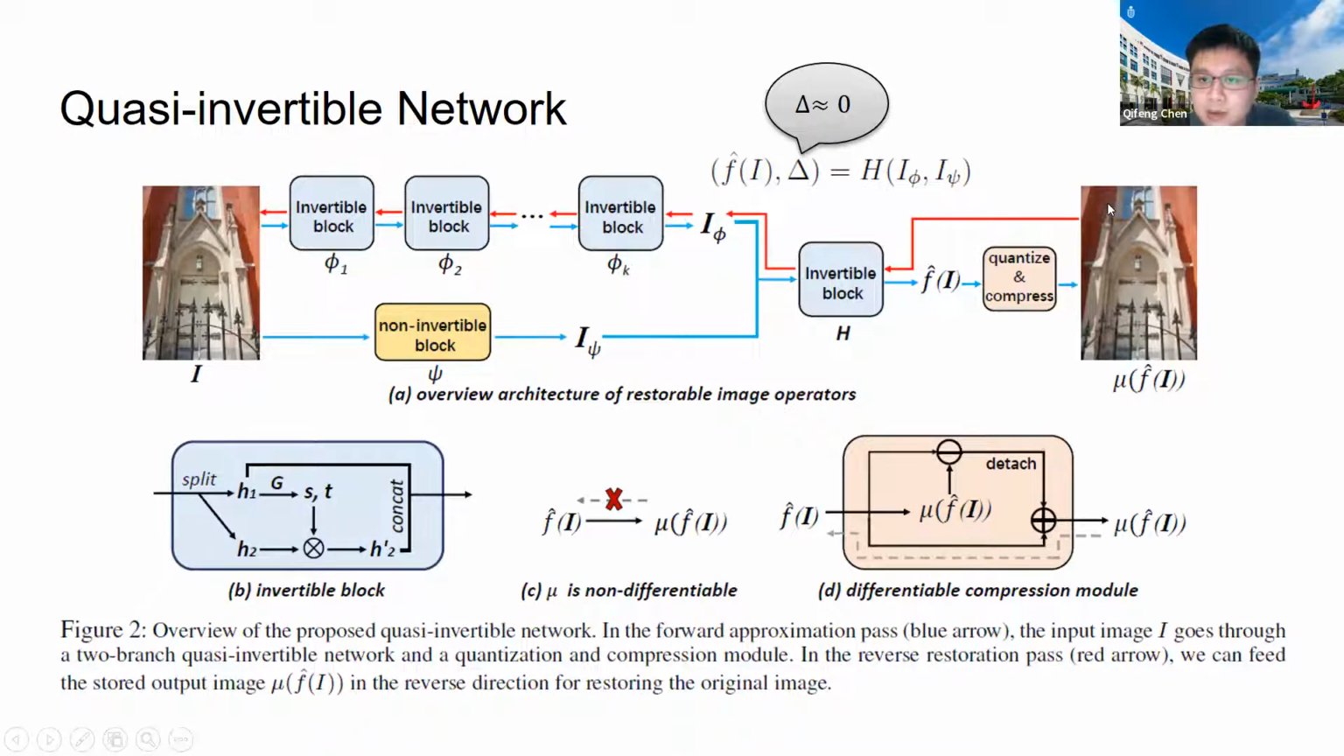And then in the backward pass, we will only utilize the red path. We essentially ignore this path because it's not invertible. We cannot go back. So this is what we propose. We have a quasi-invertible neural network.